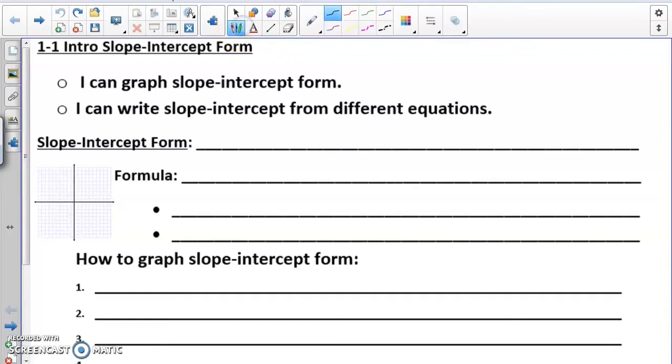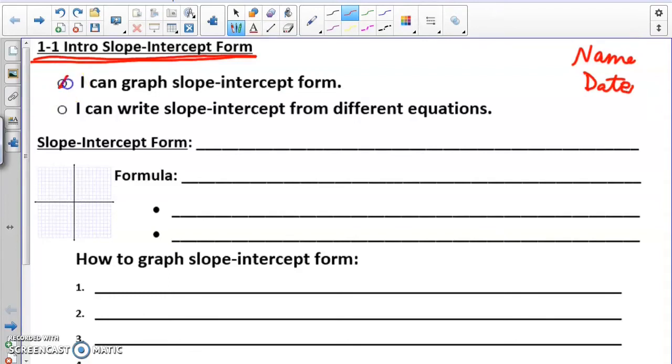Go ahead and make sure you have paper and pencil and that you're ready to go. At the top of your page, title it 1-1 Slope-Intercept Form. Write your name in the top right-hand corner and today's date. And remember, you can pause, rewind, and rewatch this at any time. If I ever go too fast, or if you need more time to write something down, just pause it and then hit play when you're ready.